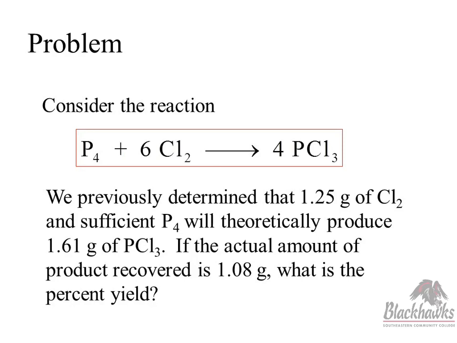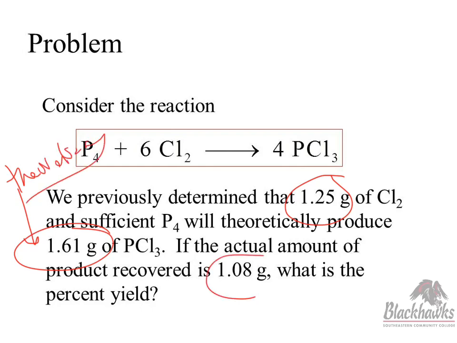So just one quick problem. This is, again, like what you did in the lab. Let's say we ran this, and do you remember we said based upon 1.25 grams of Cl2 and sufficient P4, or the other way around, that in theory you should get 1.61 grams of product. So that is your theoretical. That's going to go on the bottom in a minute. And it's always got to be the product. And this was your actual.